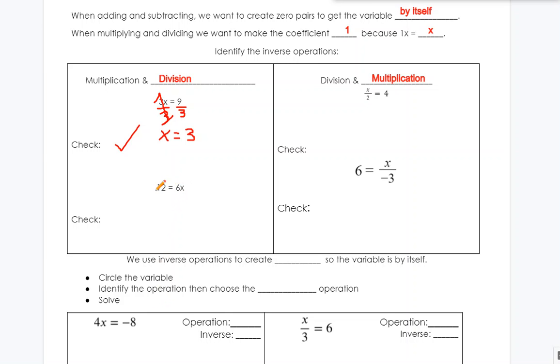All right, so let's do this one below it. 12 equals 6x. This means 6 times x, right? So I'm going to divide by 6, because 6 divided by 6 gives me 1, and that's going to leave me with 1x. And I'm going to do the same thing to the other side to make it equal. 12 divided by 6 will get me 2. So I'm at 2 equals x, or x equals 2.